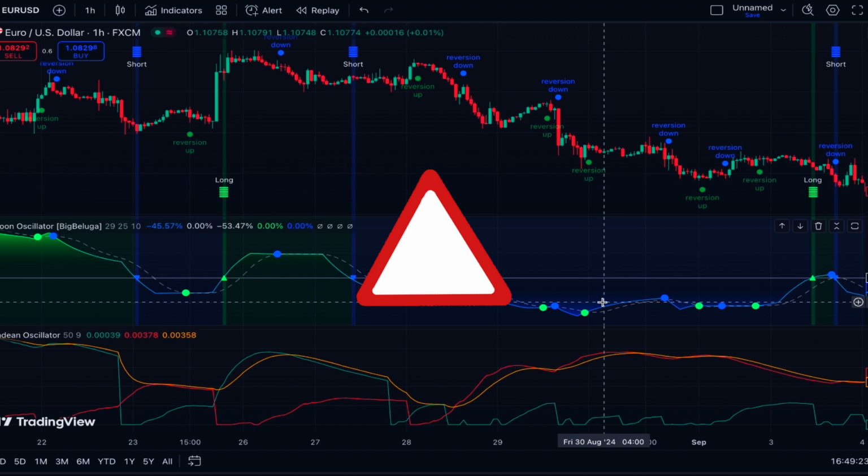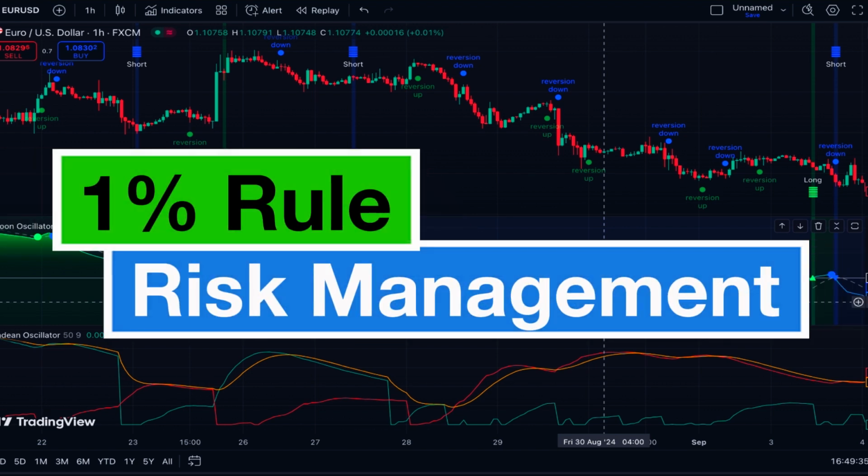No trading setup can give you 100% guaranteed signals. Losing positions are always part of the game and you need to manage your risk properly. There is a risk management strategy called the 1% rule, which is one of the best risk management strategies that traders can use. I have a complete guide on this. The link is also placed in the description and I highly recommend you watch it because without a proper risk management strategy, you cannot become a successful trader.